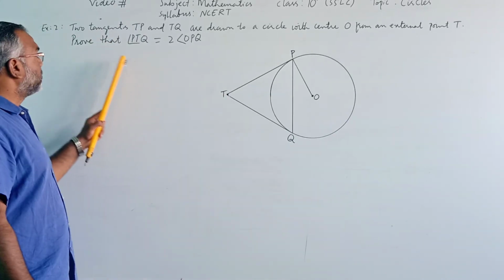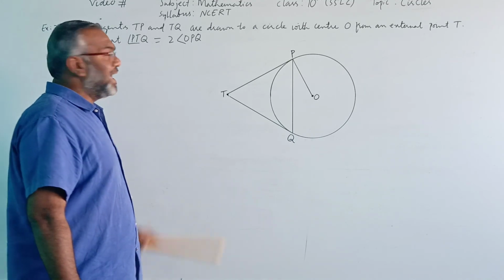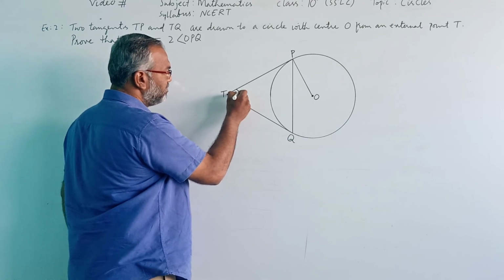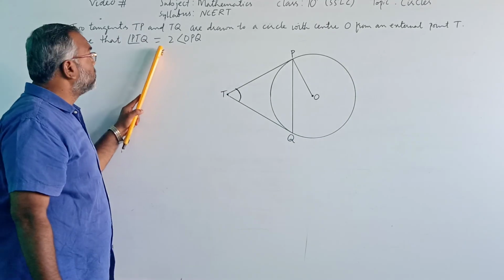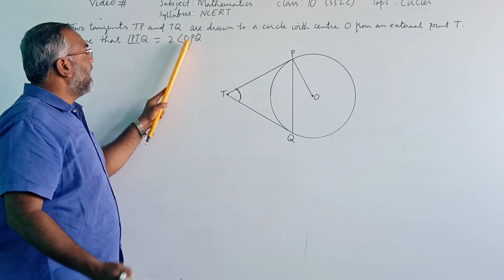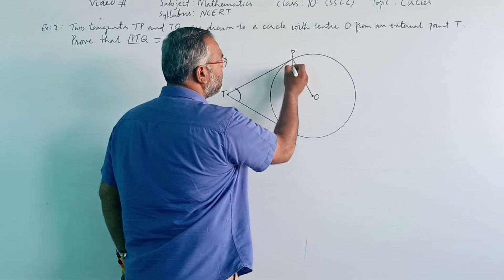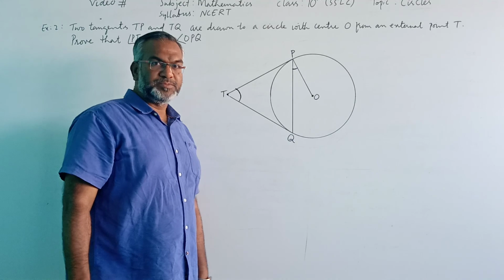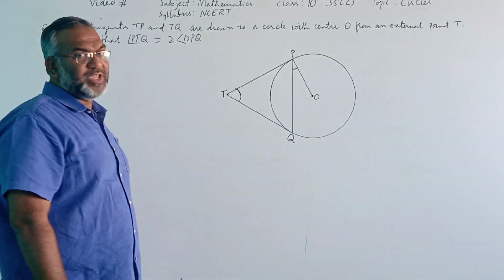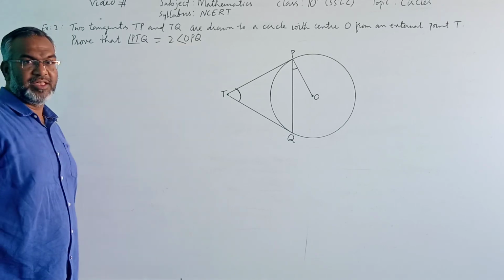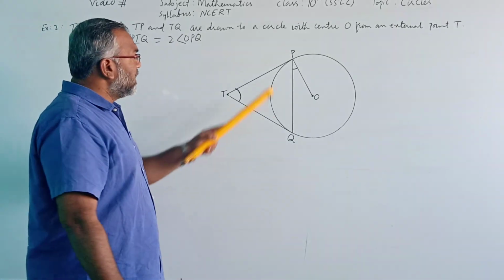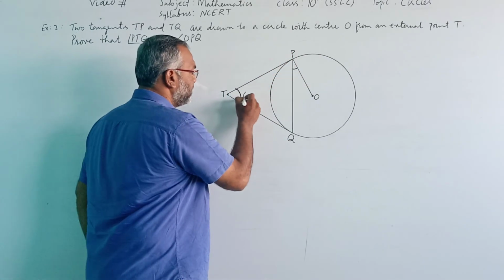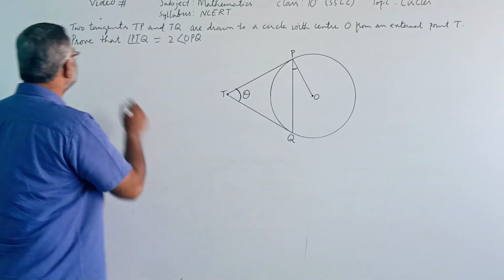Prove that angle PTQ is equal to twice angle OPQ. OPQ is an angle, right? Angle OPQ. This is what we have to prove. Okay, for that, do one thing. Imagine angle PTQ is theta. Suppose angle PTQ is equal to theta.